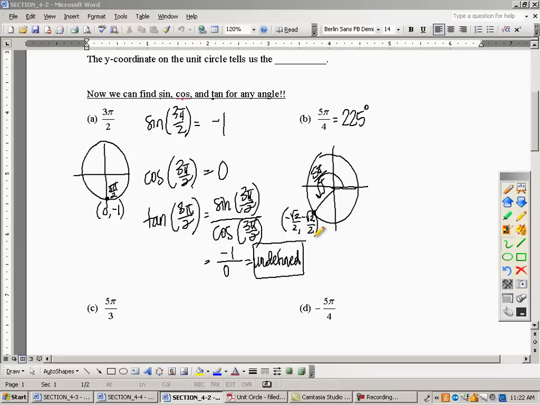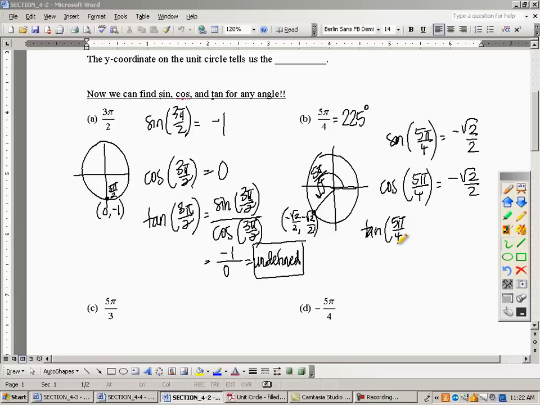Okay, so we're going to just start listing out our trig values then. The sine of 5 pi over 4 is negative square root of 2 over 2 because, again, that's the y value. The cosine of 5 pi over 4 is the x value, which is, again, negative square root of 2 over 2. The tangent at 5 pi over 4 is the sine divided by the cosine. Both of them are negative square root of 2 over 2. And when you divide something by itself, your answer then is 1.